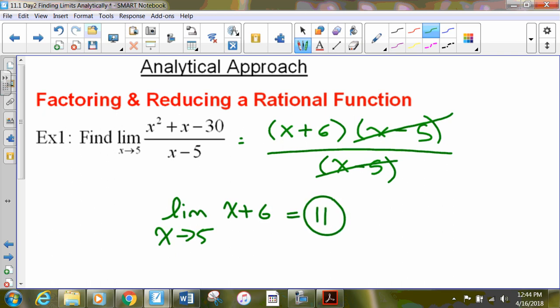That's our limit. So the interesting thing is that if you plug this into a calculator, or if you graph this function by hand, you would see a hole in the graph when x was equal to 5. But you would see that the value of the graph, f of x, from the right and from the left, is approaching 11, and that's our limit.